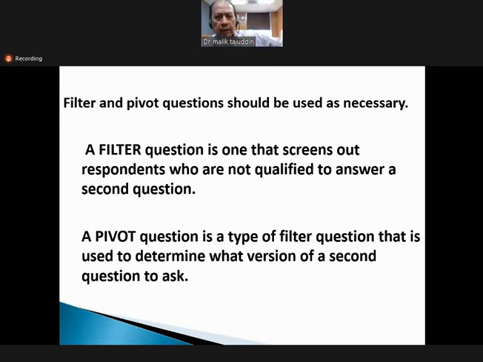Filter and pivot questions should be used as necessary. A filter question is one that screens out respondents who are not qualified to answer a second question. As I said, if the response to question number 9 is no, skip question number 10. This is the filter question, and the meaning of a pivot question is the same, with a slight difference that it determines what version of the second question to ask.